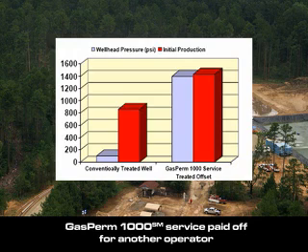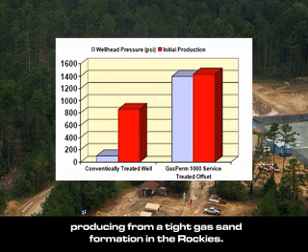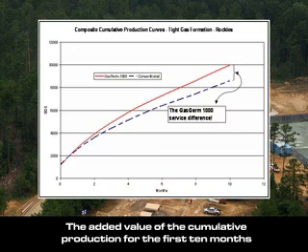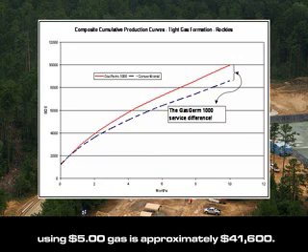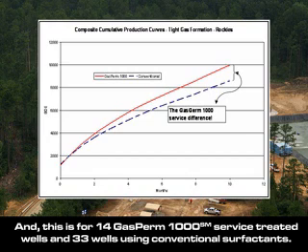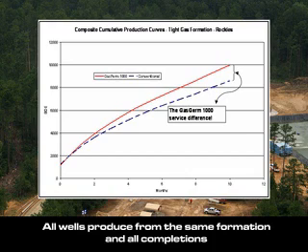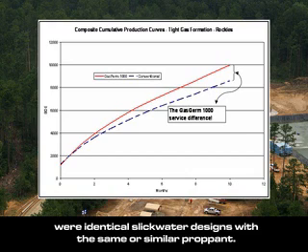GasPerm 1000 service paid off for another operator producing from a tight gas sand formation in the Rockies. The added value of the cumulative production for the first 10 months using $5 gas is approximately $41,600. And this is for 14 GasPerm 1000 service treated wells and 33 wells using conventional surfactants. All wells produced from the same formation, and all completions were identical slick water designs with the same or similar proppant.